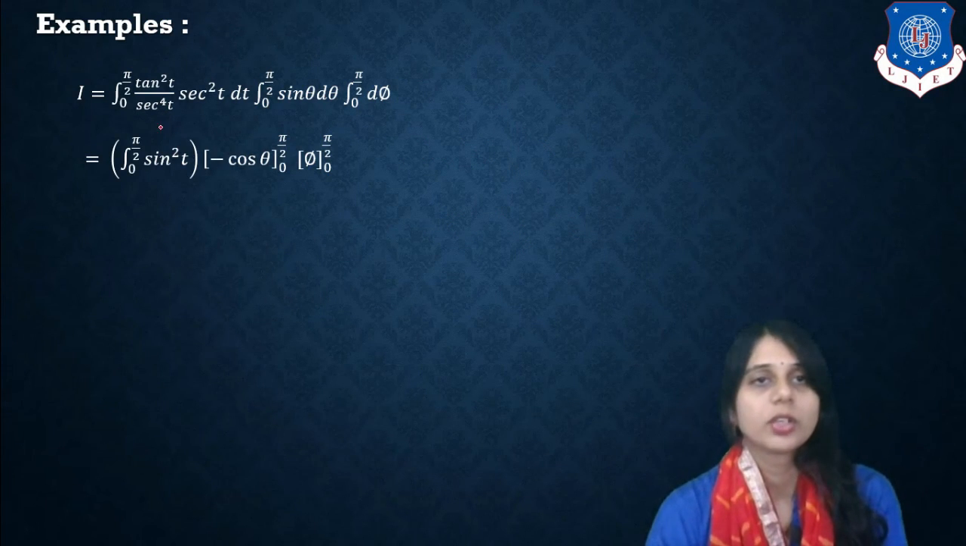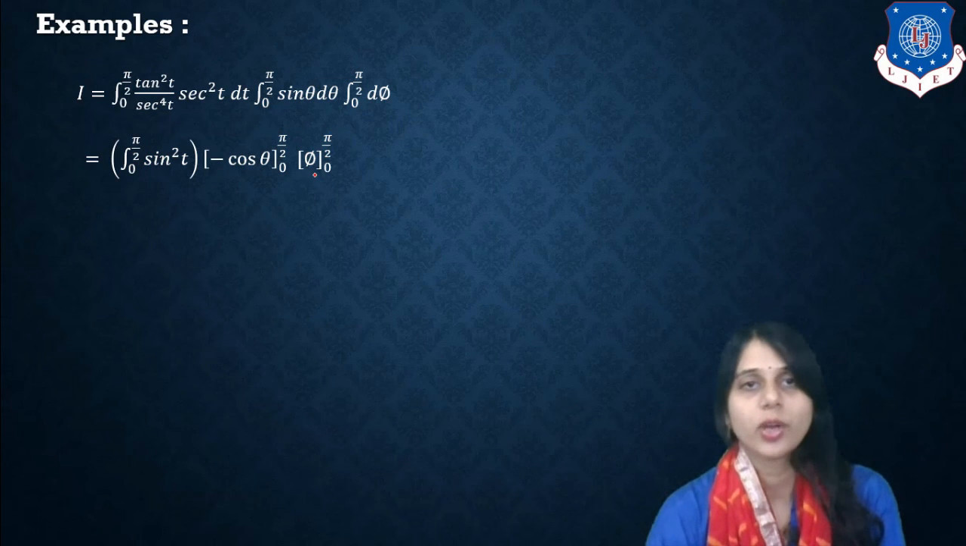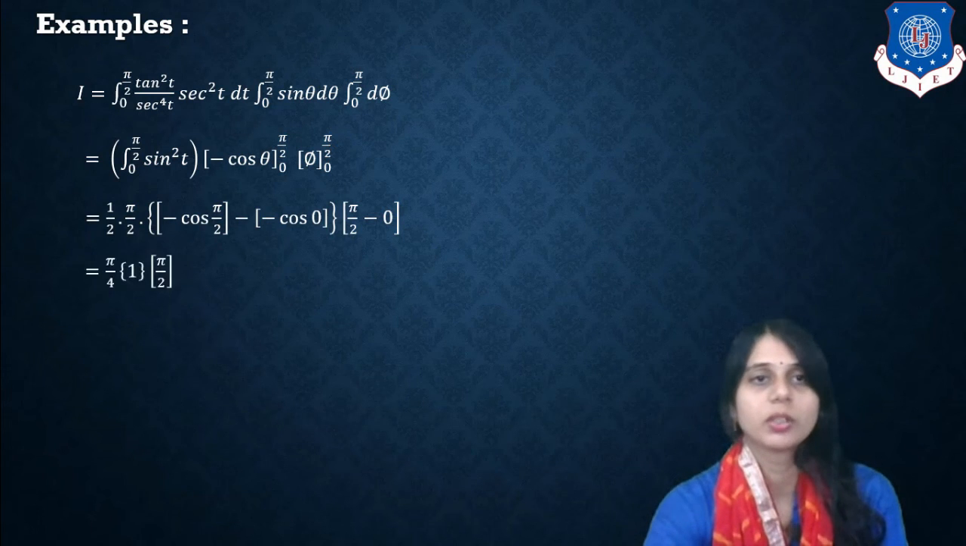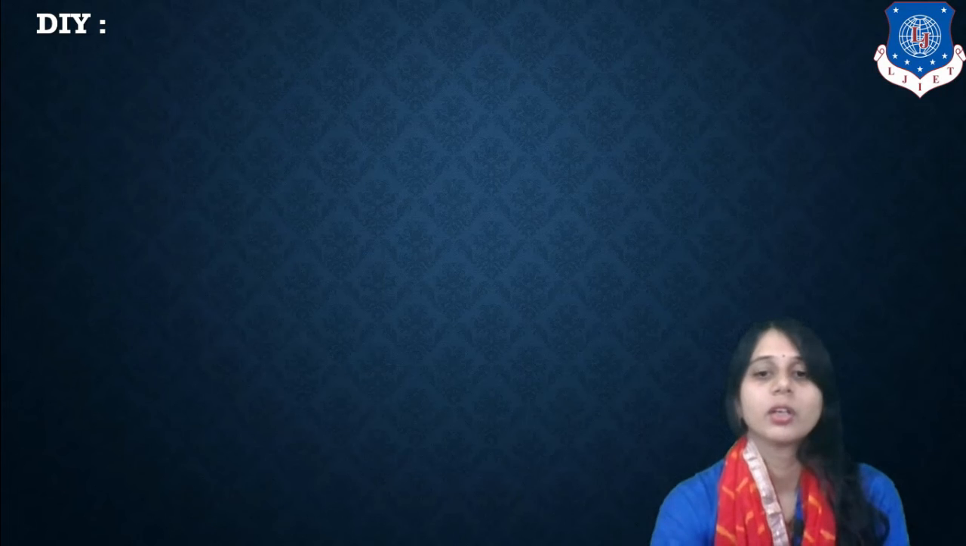Now it is converted as tan squared t upon cos squared t. So we take 0 to pi by 2 of sin squared t, minus cos theta from 0 to pi by 2, and phi from 0 to pi by 2. Putting in all the limits, upper limit minus lower limit, we get the answer as pi squared by 8.